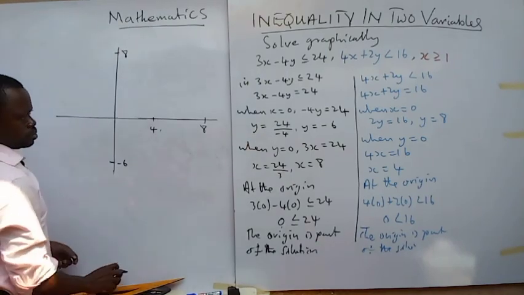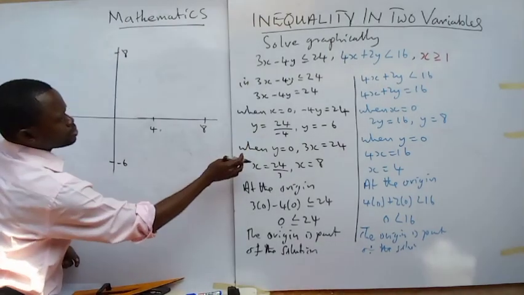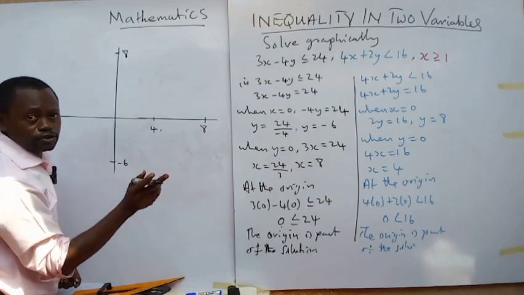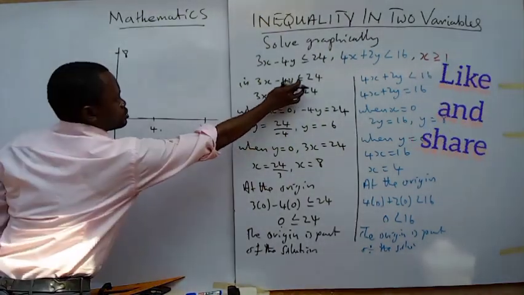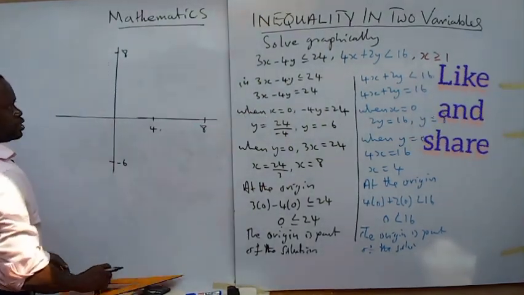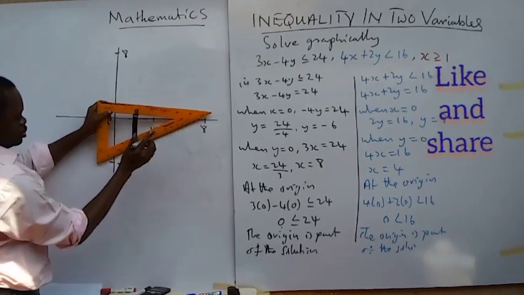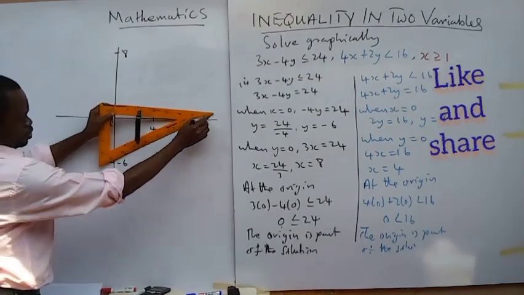So I will join this one. Remember, we are going to use, is it thick line or dotted lines? This should tell us that it is thick line. So we will use thick line to join this.